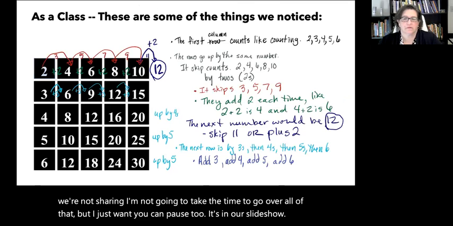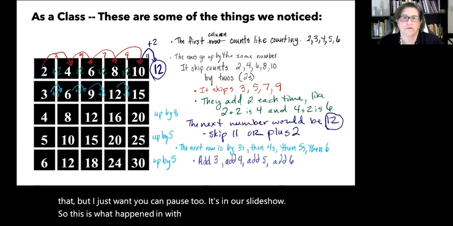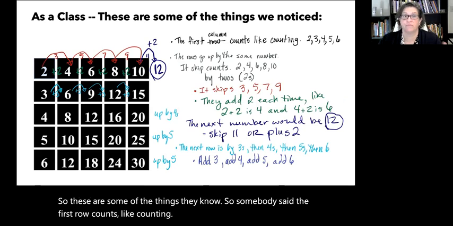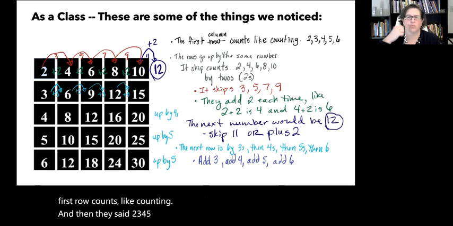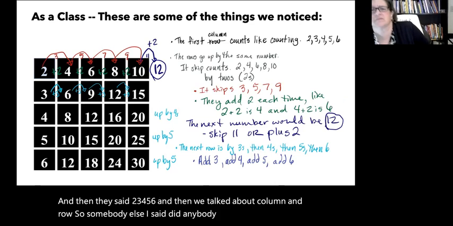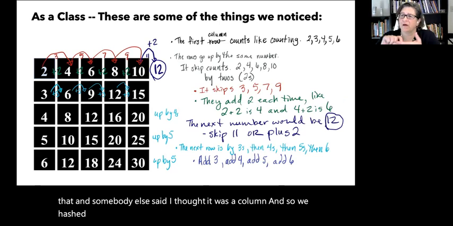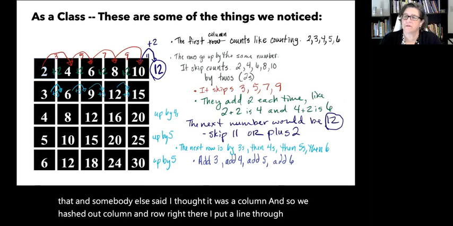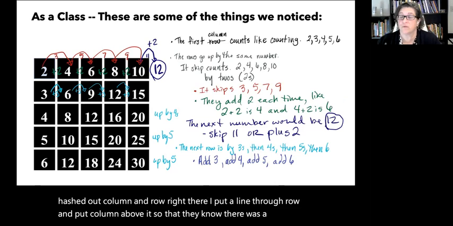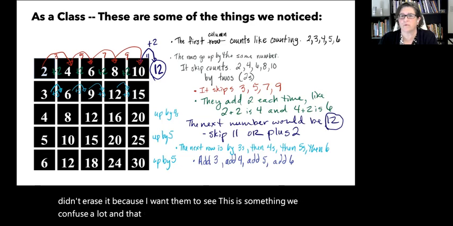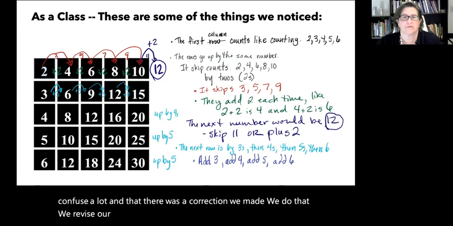So this is what happened with a group of fifth graders. These are some of the things I noticed. Somebody said the first row counts like counting, and then they said 2, 3, 4, 5, 6. Then we talked about column and row. Somebody else said, I thought it was a column, and so we hashed out column and row right there. I put a line through row and put column above it so they know there was a correction. I didn't erase it because I want them to see this is something we confuse a lot, and that there was a correction we made. We revise our thinking, and I like to keep it present.